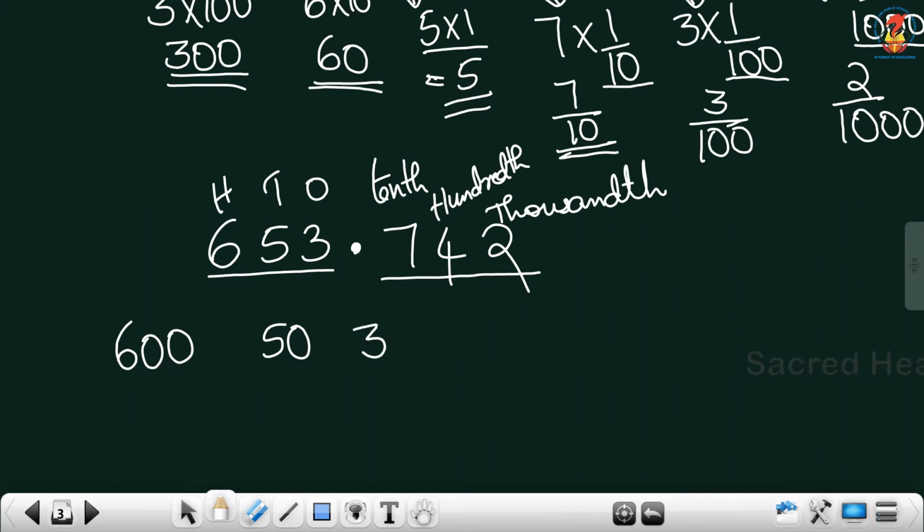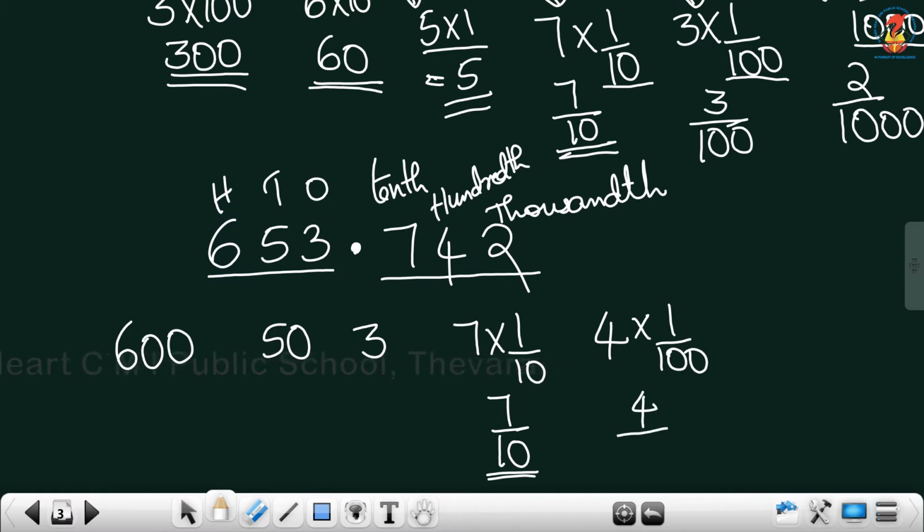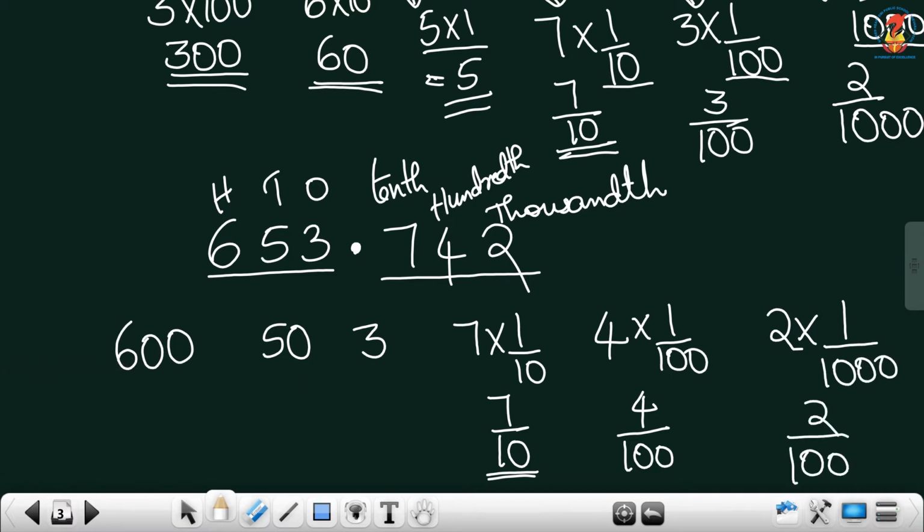Then 7 is standing in 10th place. 10th place means 7 into 1 by 10. What is the answer? 7 by 10. Now 4 is standing in 100th place. So the place value of 4 is 4 into 1 by 100, which is 4 by 100. Multiply the numerator and write the same denominator. 2 is standing in 1000th place, so the place value of 2 is 2 into 1 by 1000, which is 2 by 1000. I hope it's clear.